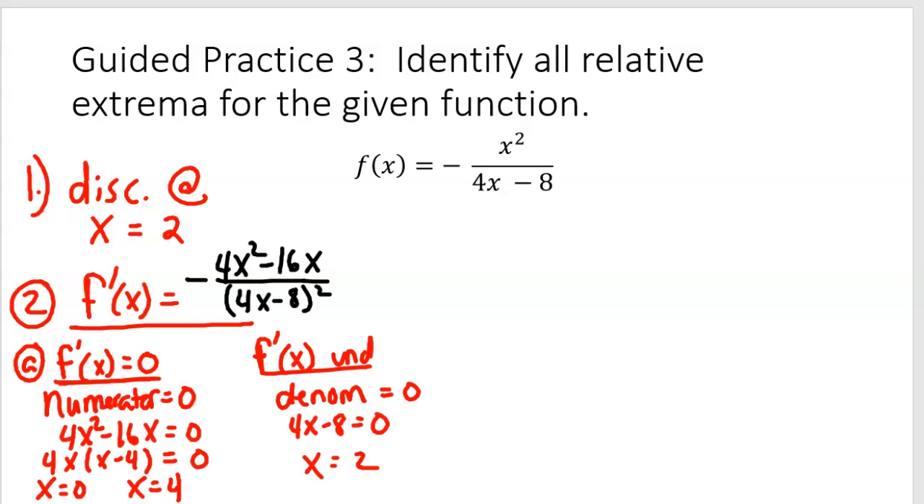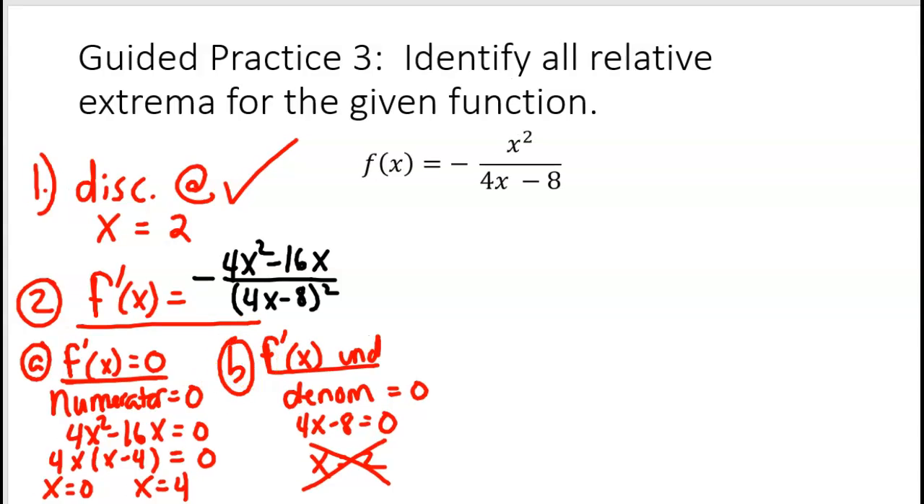All right. So setting the top equal to 0 and solving, I end up with 0 and 4. Setting the bottom equal to 0, I end up with 2. Now the 2, I'm going to get rid of that. The reason why I'm going to get rid of that is because we already said up here earlier that's a discontinuity. And even though that is a critical value, because it's where the derivative is undefined, that particular critical value is not going to give us a relative extrema, so we can ignore it.